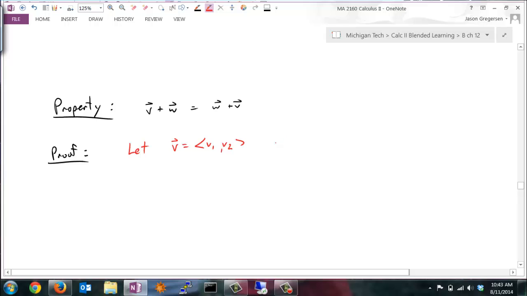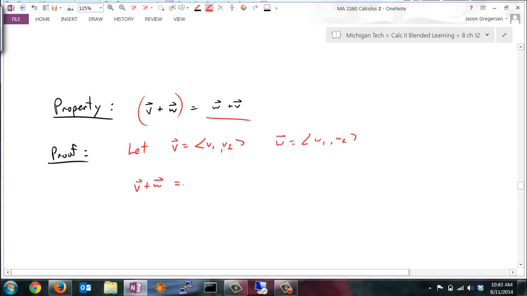So let V be, I don't know, first component, second component. Let W be written as W1, W2. I just want to be able to talk about the components if I'm going to add them. My goal is to start here, do a bunch of things I'm allowed to do, and end up over here. So I'm going to start with v plus w.